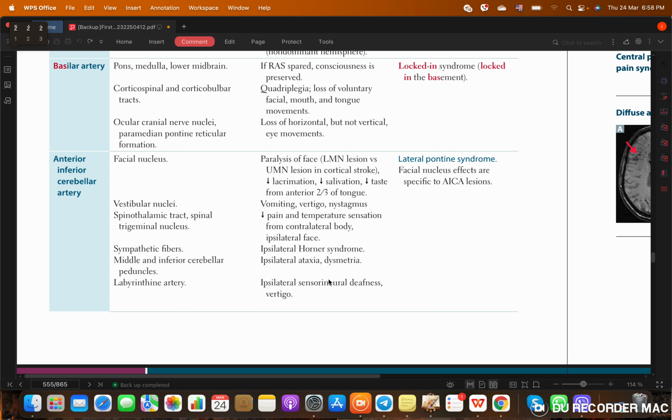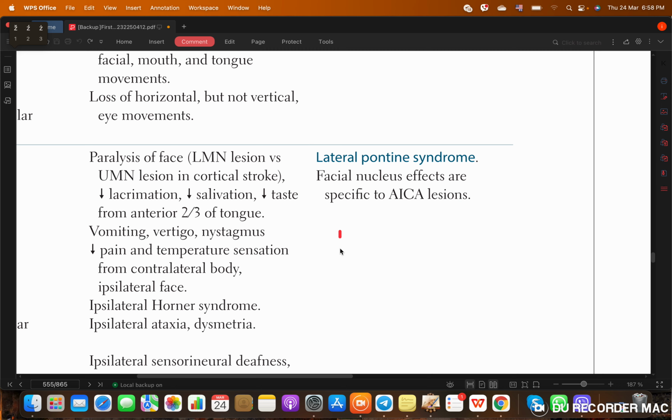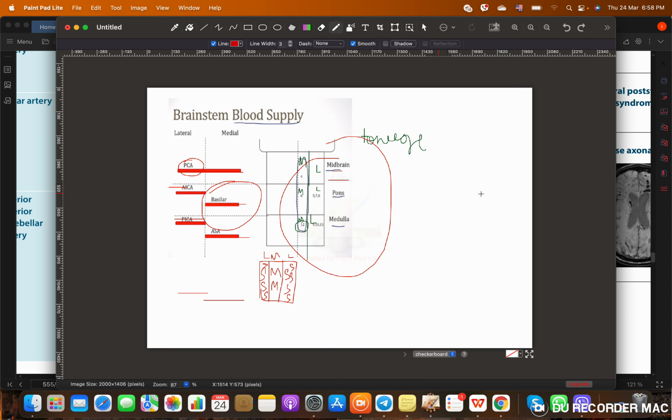So, ipsilateral sensorineural deafness and vertigo. Why? Because the labyrinthine artery supplies the inner ear, and its involvement leads to sensorineural deafness. In lateral pontine syndrome, facial nuclei involvement is specific for an AICA lesion. However, the trigeminal ganglia is not specific for this, okay? So, facial nuclei is specific for lateral pontine syndrome. If you memorize this, this is a piece of cake for you.